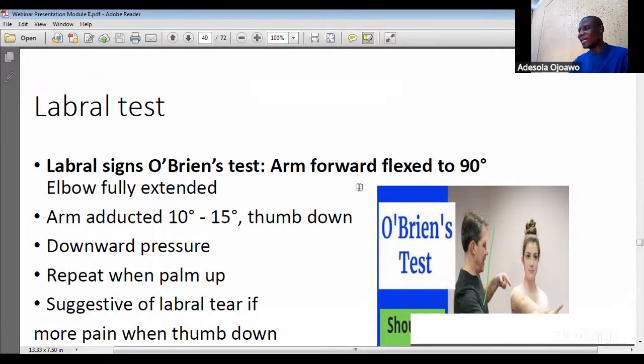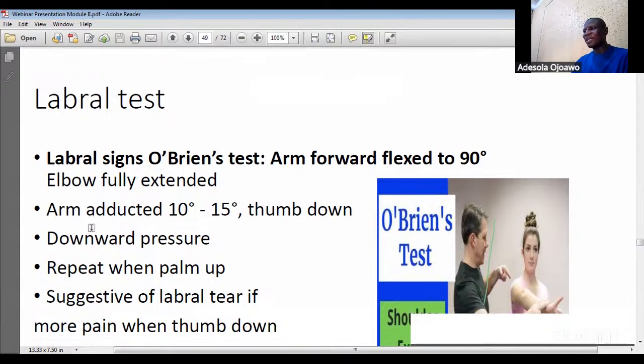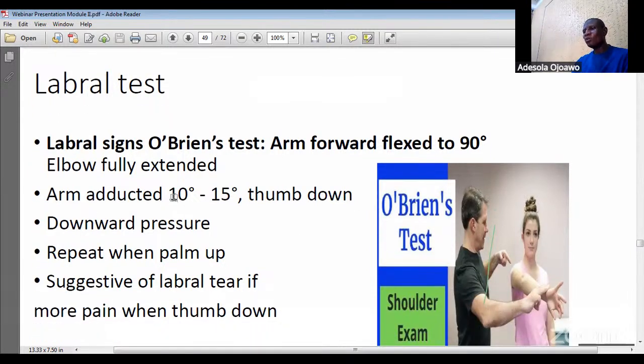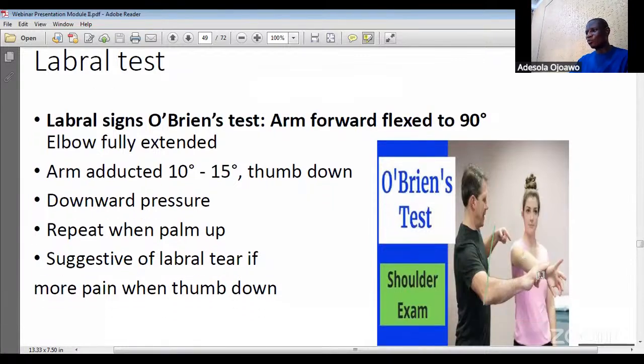So we call it the arm forward flexion test, or labral test. The patient abducts the arm to 10 to 15 degrees, with the thumb down. Then the PT applies a pressure. When you apply pressure, the patient may feel pain at the glenohumeral joint. You repeat it 2 or 3 times. If the pain is still there, it shows there is a possibility that the structure has been torn. So, a labral tear.